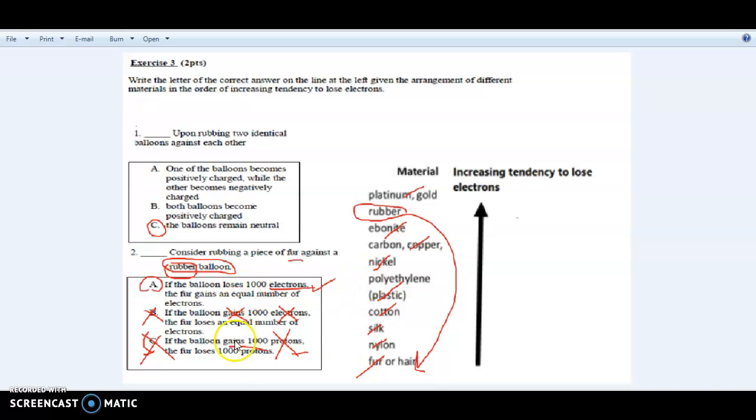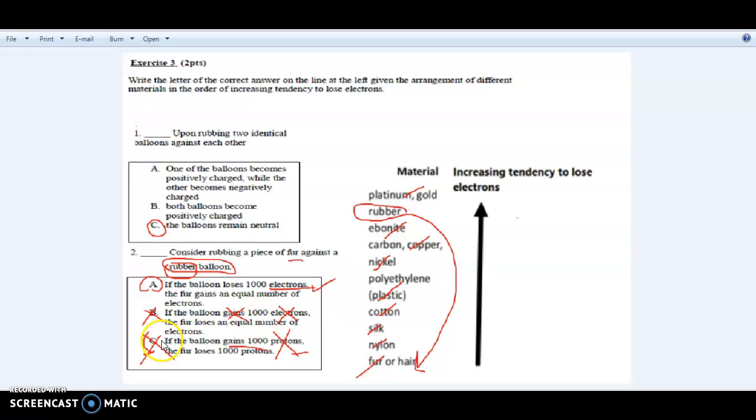So the three options given here, what's wrong about B and C? In B, if the balloon gains 1,000 electrons, the fur loses an equal number of electrons. However, we said that due to the order of tendency to lose electrons, the rubber is going to lose, not gain. The rubber balloon loses, not gains electrons. So the wrong thing about part B is that the balloons are said to be gaining electrons, and this is not true.